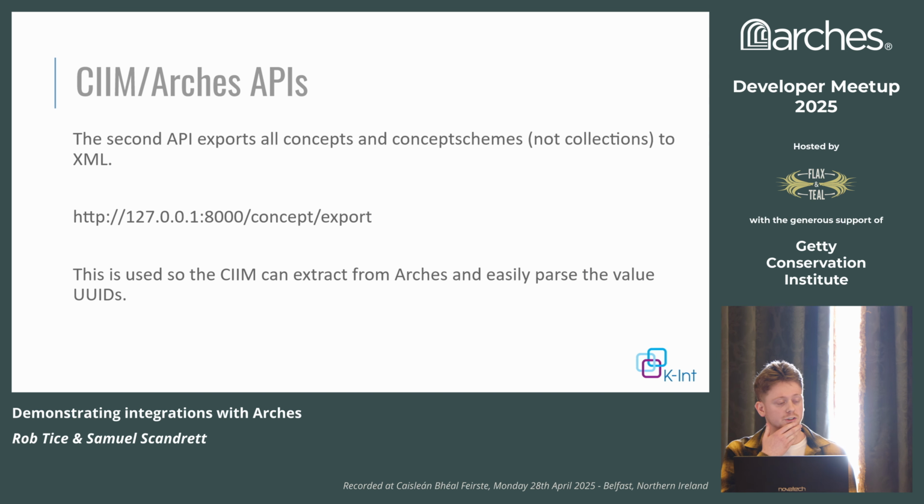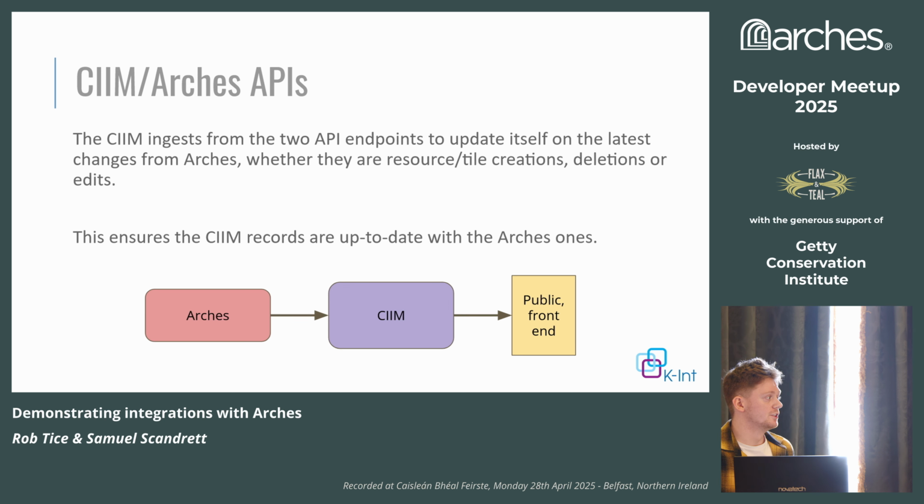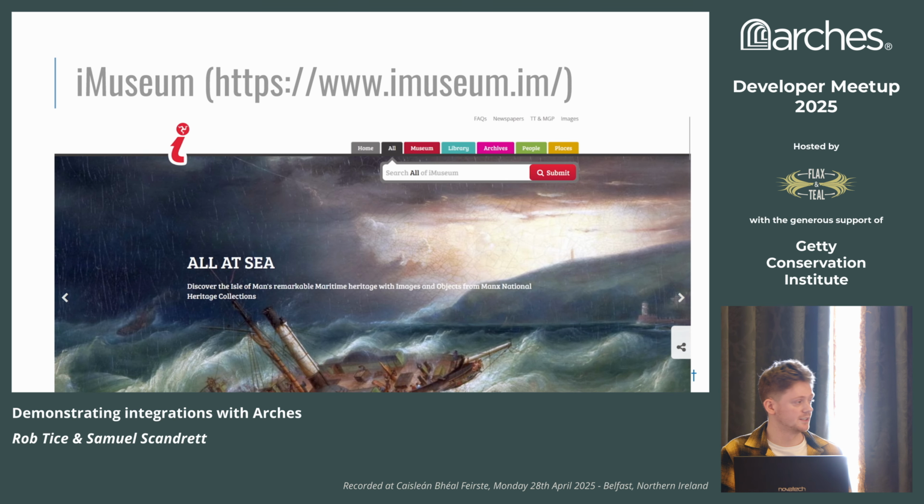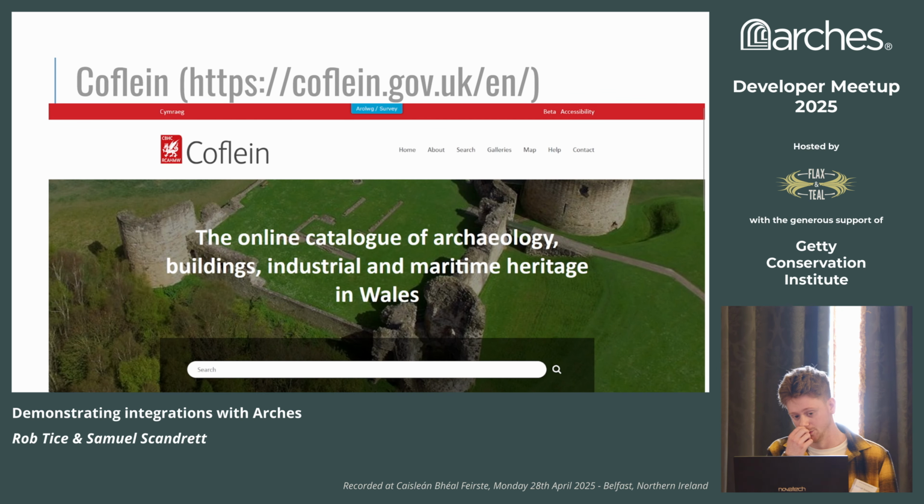The second API we needed was just to export all concepts and concept schemes. I'm not sure if we even need this anymore going forward, but this allowed Sim to see what the concept UUIDs were and what their values were. Like I said, it uses these two API endpoints to update itself, whether they're creations, edits, deletions, you name it, and it ensures Sim is up to date with Arches. For Manx National Heritage, their public-facing interface, everything that comes from Mimsy and Arches goes into Sim and is displayed on iMuseum, and the same with RCAHMW on Coflein.